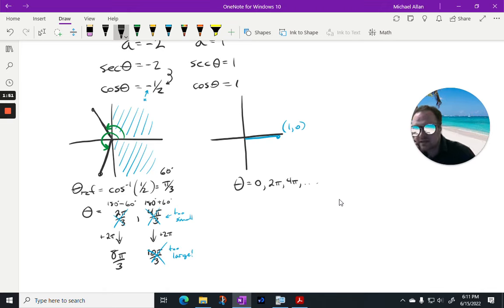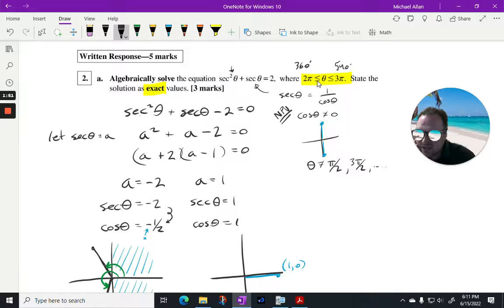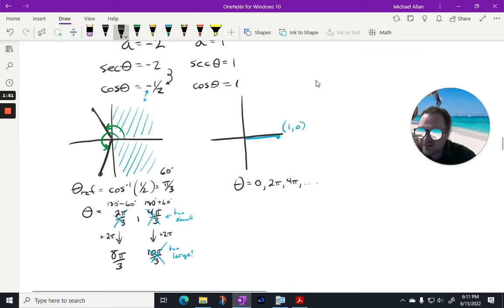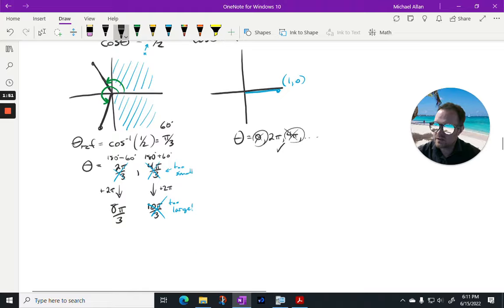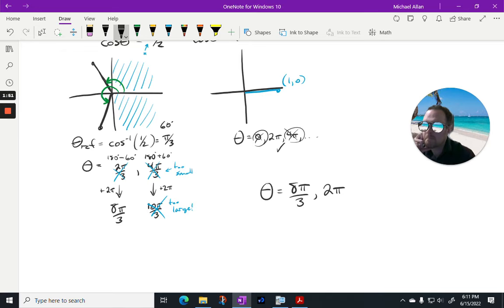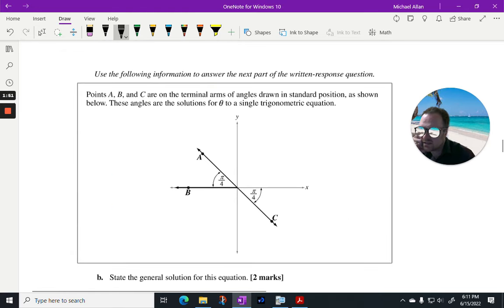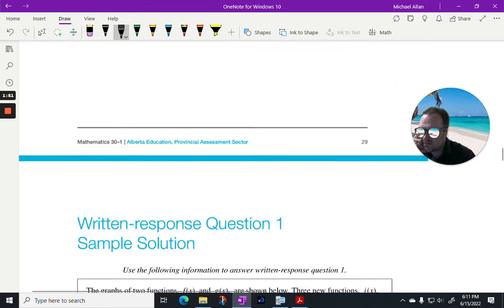Now, which of these fit? You have to be very careful. Oh, there's equal signs here, so 2 pi fits. So I'm going to cross that one off, that one off. This one fits just fine. Now, just to organize my thoughts, I'm going to go down here and write out my 2 angles that work. Perfect. I just want to see that work. Is that the answers there?